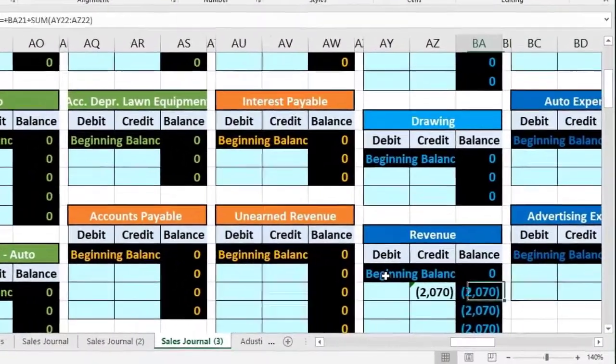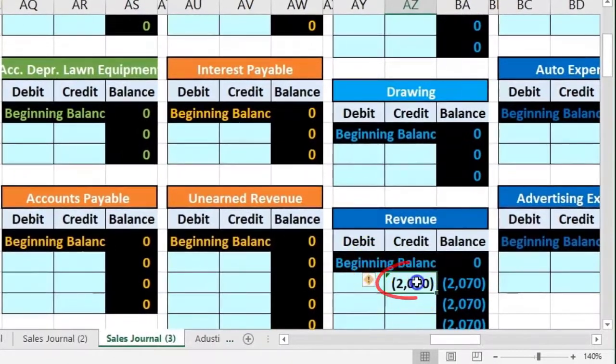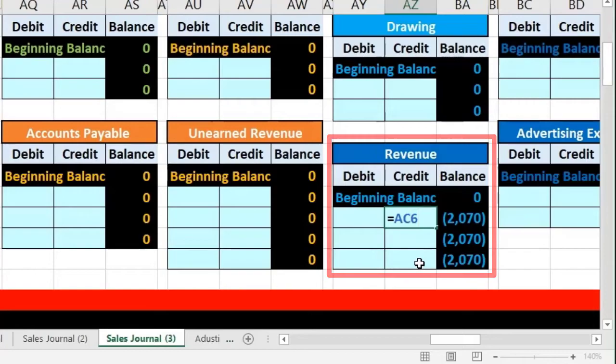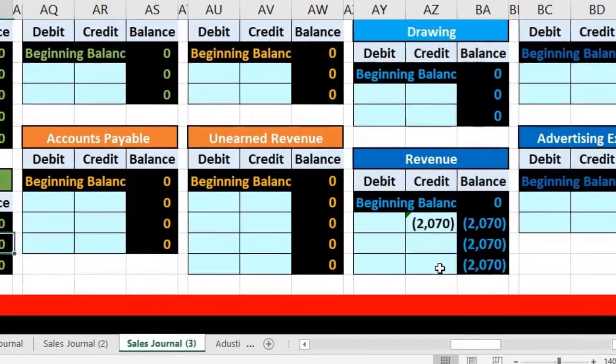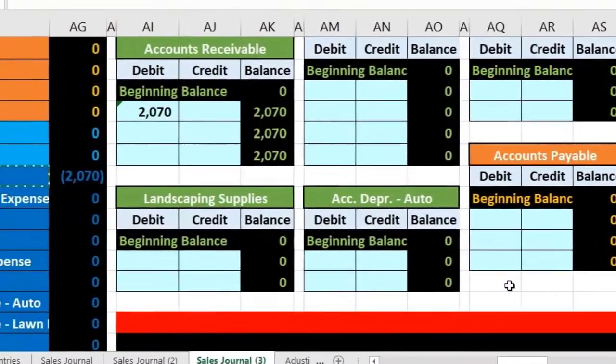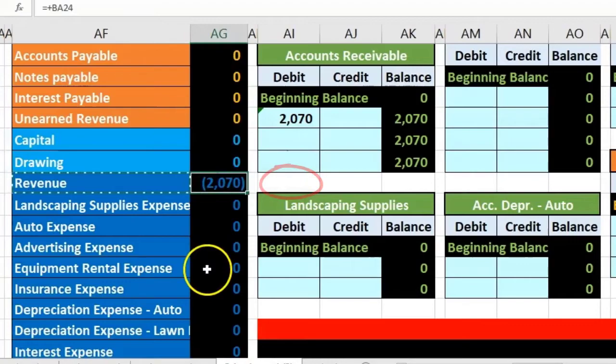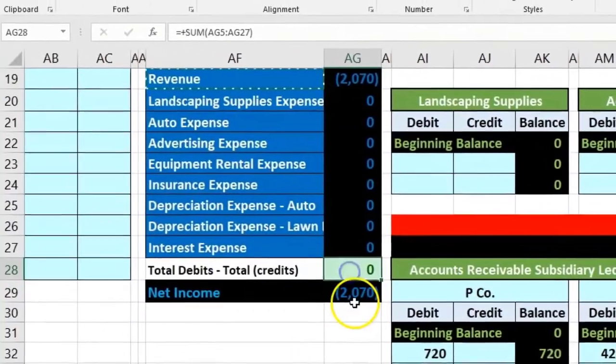So it's pulling over that information. There it is. This number is pulling from AC6, and there's the 2070, there's the credit. You could type it in here with a negative, or you could just use the formula equals AC6, as long as we're on the same cells and using the exact same formatting. And then that number will pull over to, of course, the trial balance. There's the trial balance, there's the 2070, and we're back in balance here.